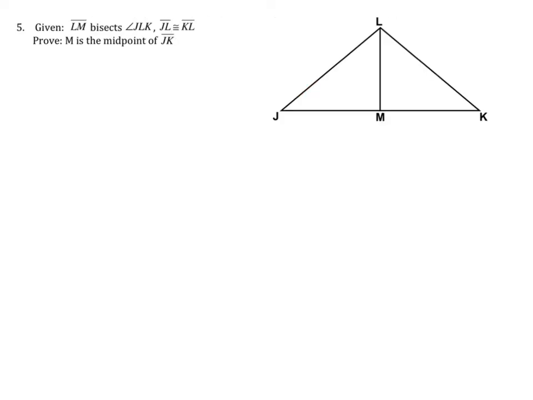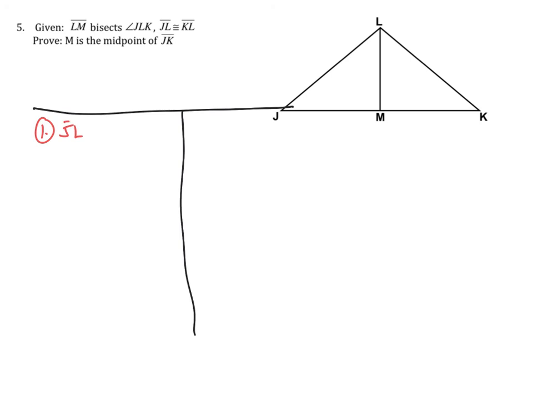All right, number 5. Let's set up, I'm going to go down here and set up my 2-column proof, give myself more space down there. All right, number 1, I'll start with the given that JL is congruent to KL. So reason 1 is it is given. If you started with the other given, that's completely okay as well, and if these two are switched around. So I should label that JL congruent to KL.